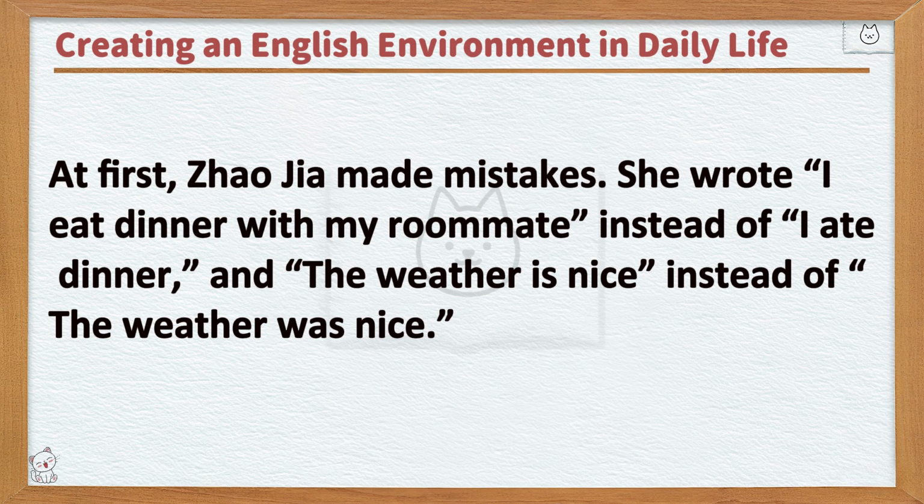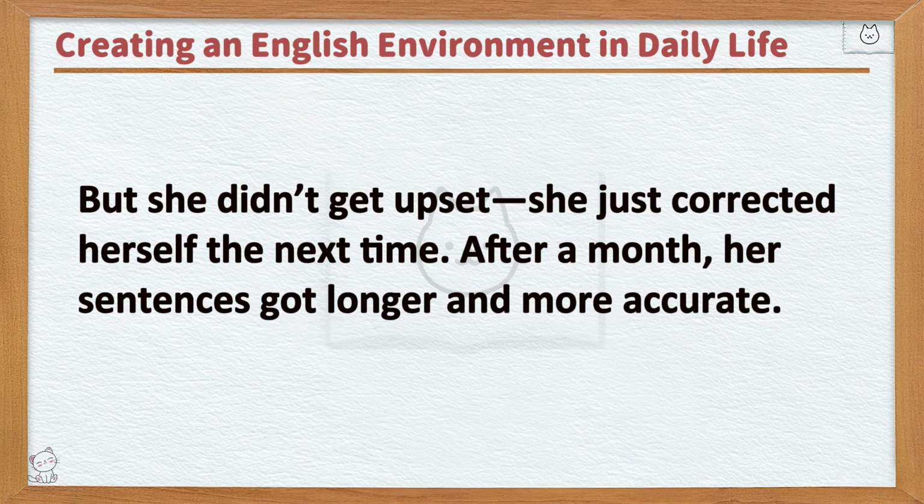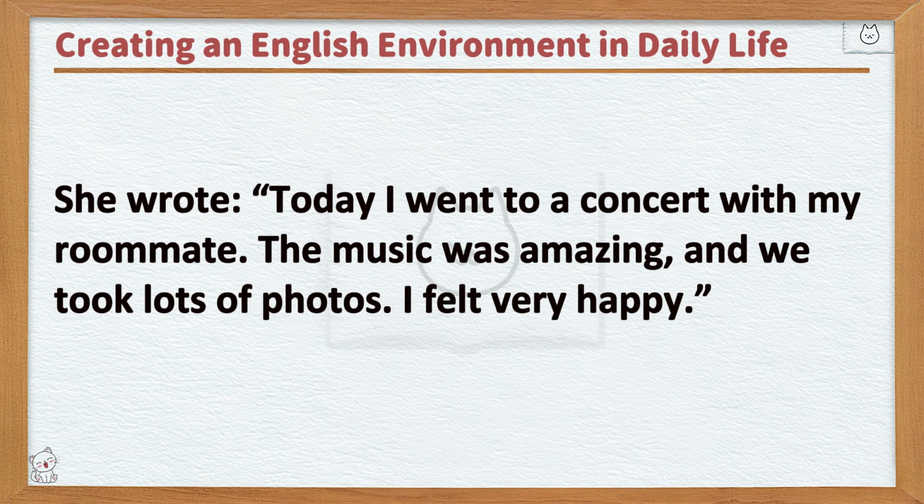At first, Zhao Jia made mistakes. She wrote, "I eat dinner with my roommate" instead of "I ate dinner," and "the weather is nice" instead of "the weather was nice." But she didn't get upset. She just corrected herself the next time. After a month, her sentences got longer and more accurate. She wrote, "Today I went to a concert with my roommate. The music was amazing, and we took lots of photos.